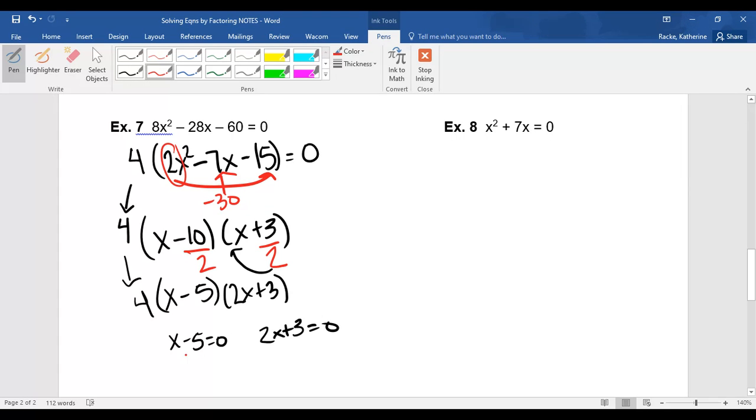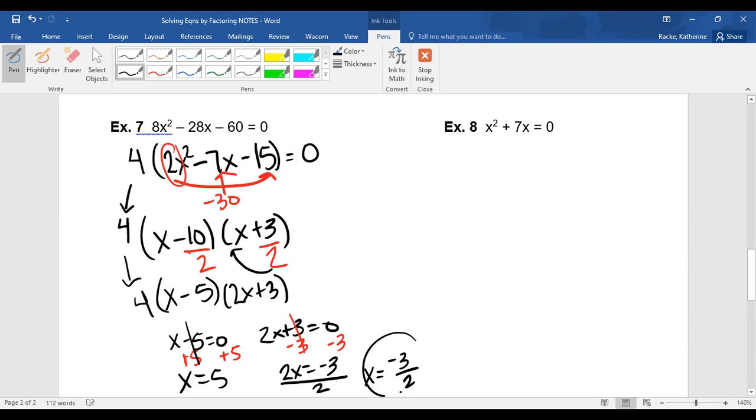And solve them both. Add 5 to this one. And I get x equals 5. Subtract 3 on both sides on this one. I get 2x equals negative 3, and then divide by 2. X equals negative 3/2. Here's your answer for number 7.